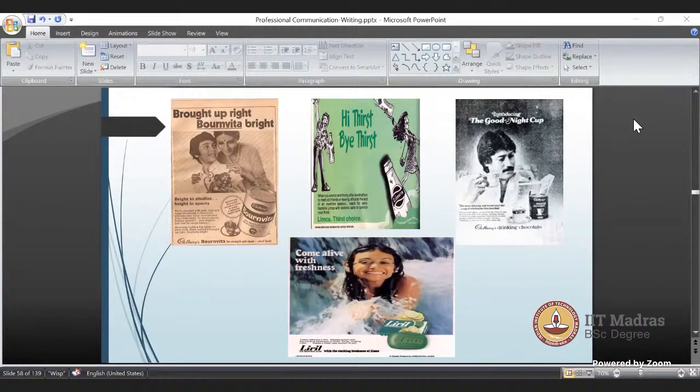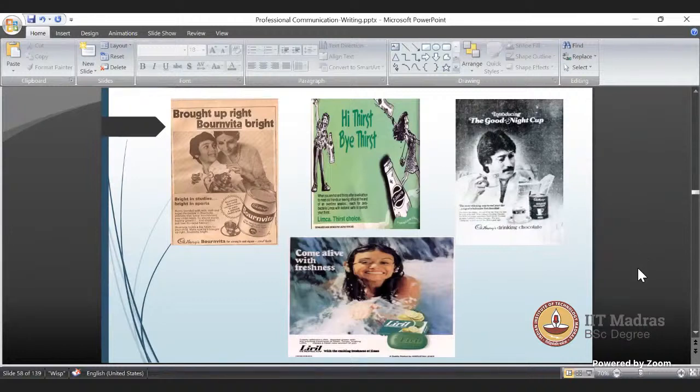The last one is the Liril ad, come alive with freshness. Okay, it looks like it is a sentence, but there is no subject in here. It mimics your imperative sentences wherein the subject is lacking, but it is not that. It just looks like an instruction or something like that, but it's actually not if you look at it carefully. Come alive with freshness. Again, no tense, no verb, nothing.